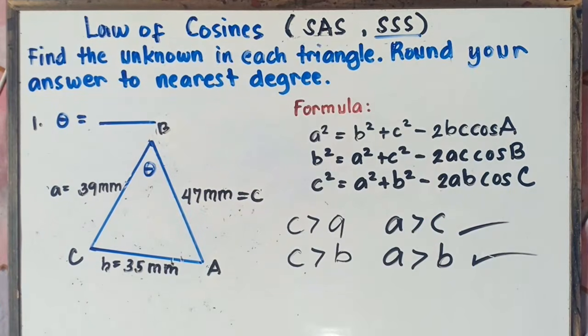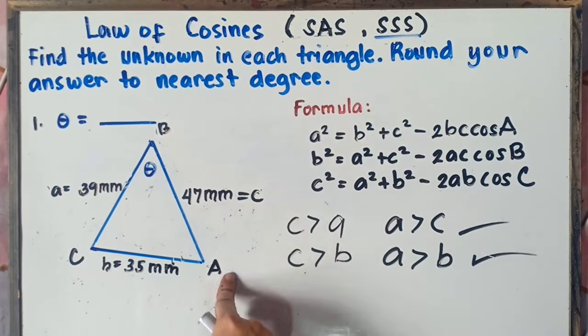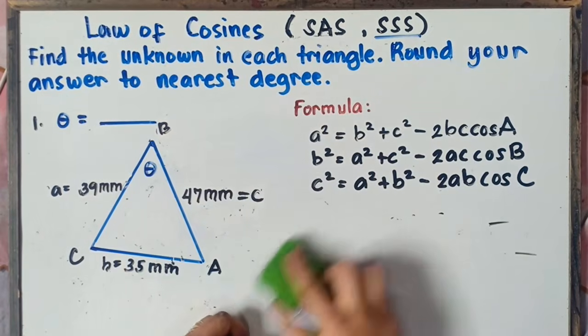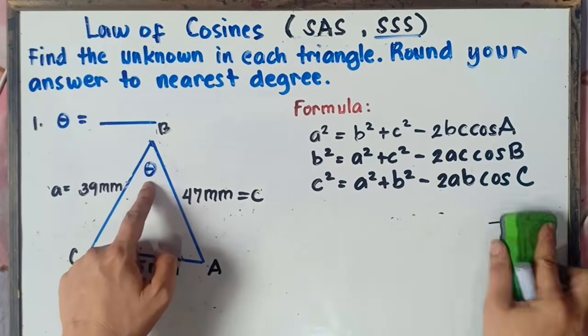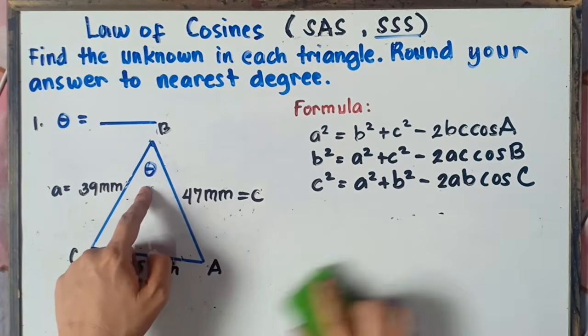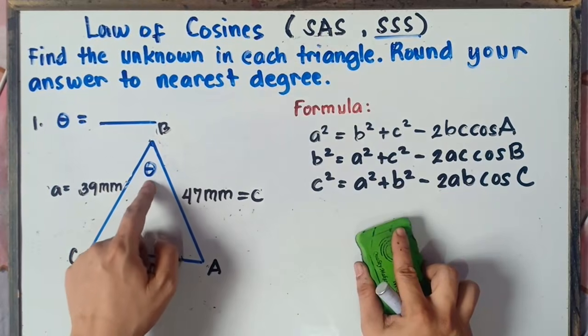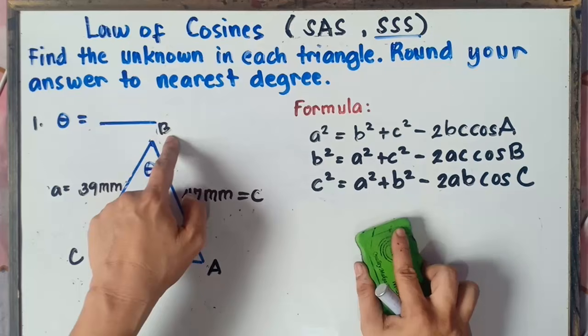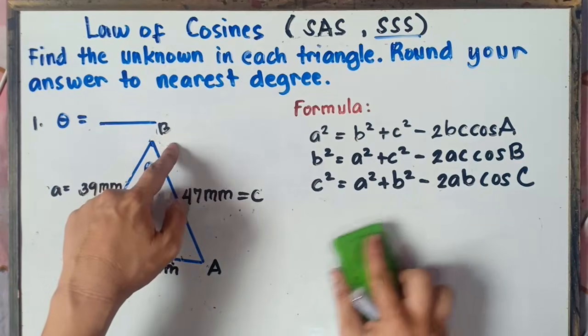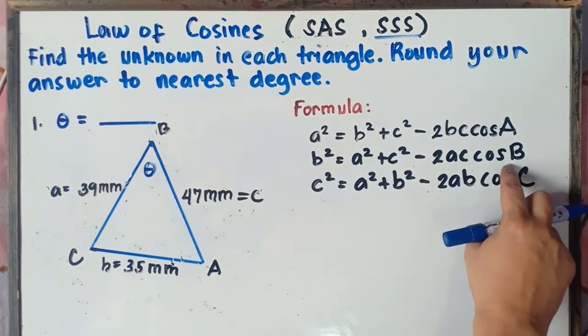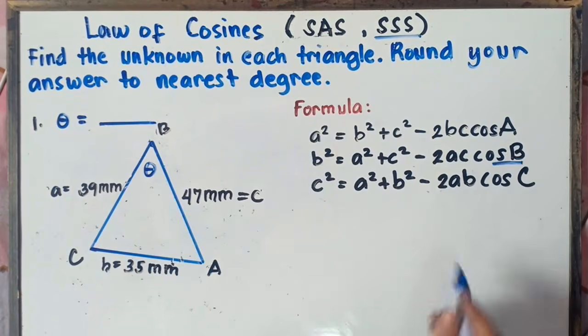Alright, so we can have this one. Angle C, opposite side C. Angle A, opposite side A. Angle B, opposite side B. We're looking for this angle right here, angle B. This theta is our angle B. Therefore, we'll be using this formula, cosine B.